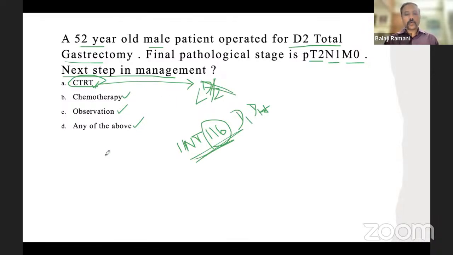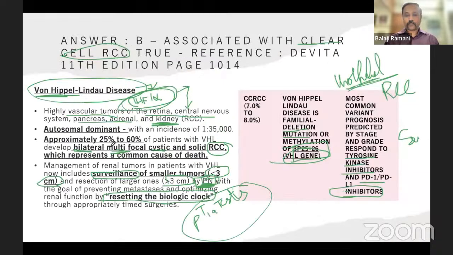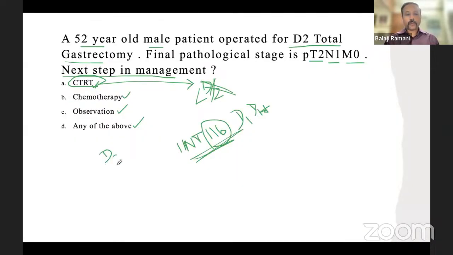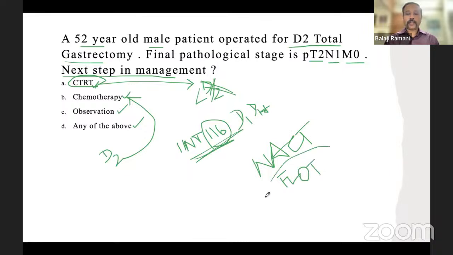So when the patient has undergone a proper D2 dissection, then the management option is only going to be chemotherapy. And in today's world, whenever we talk about gastric cancer, the primary modality of therapy is going to be NACT, and the agent which is going to be used is usually FLOT, which is 5FU, oxaliplatin, and paclitaxel or taxanes. So FLOT is the preferred modality of therapy, NACT, as far as most gastric cancers are concerned.